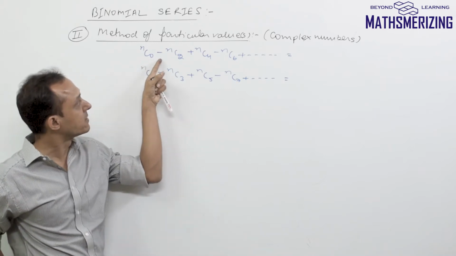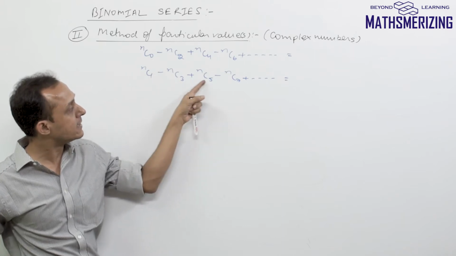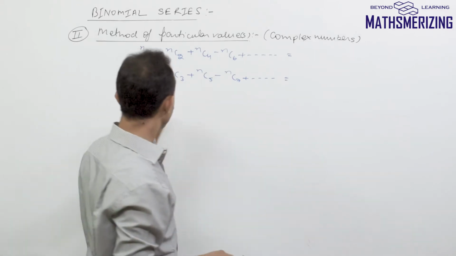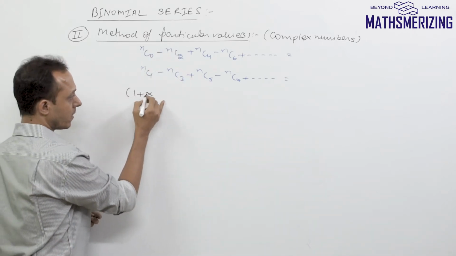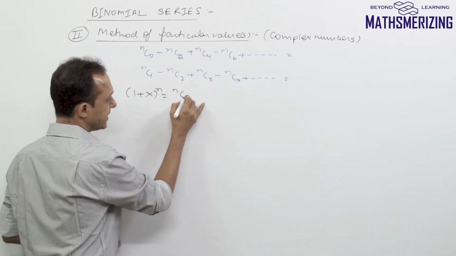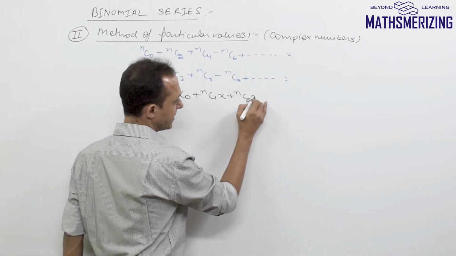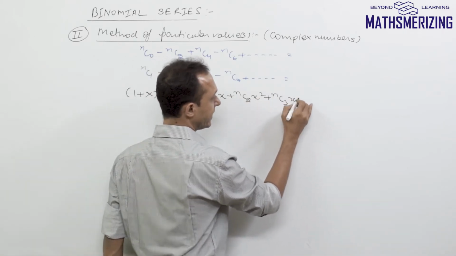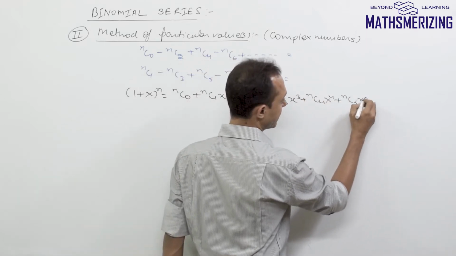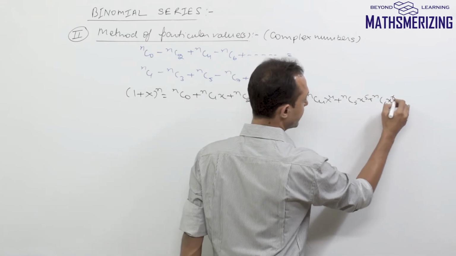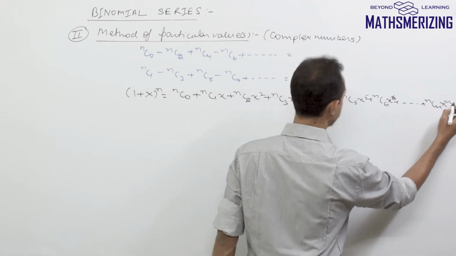So nC0, then we have skipped C1, then C2. There's no C3, C4. Again here it's C1, then C3, then C5 and C7. The problem here is it is with a minus sign. So we know that in the expansion of (1 plus x) to the power n, it is nC0 plus nC1 x, nC2 x square, nC3 x cube, nC4 x to the power 4, nC5 x to the power 5, nC6 x to the power 6, and we'll continue up to the last one, which is nCn into x to the power n.